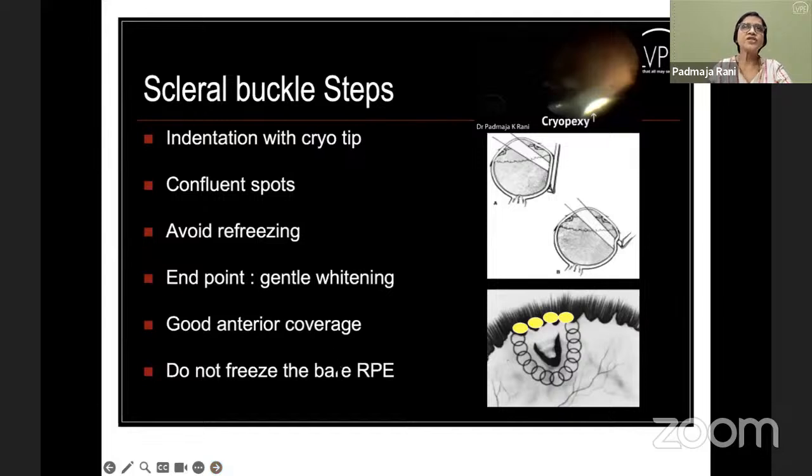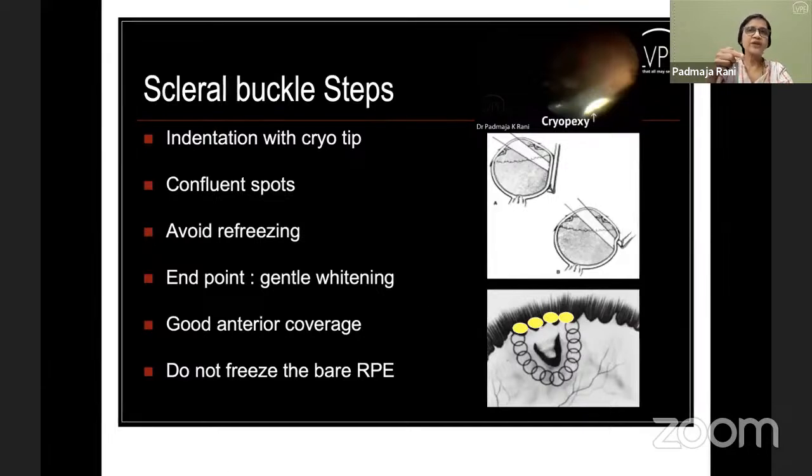And indentation with the cryo tip is more important, because initially when you are holding the cryo tip, it can slip and there can be an inadvertent posterior cryo reaction. So it is very, very important to keep the cryo tip exactly perpendicular to the break. When you keep it perpendicular and indent with the tip rather than the shaft, this will avoid the step of posterior thawing. And then confluence. Most important is to avoid refreezing again and again.